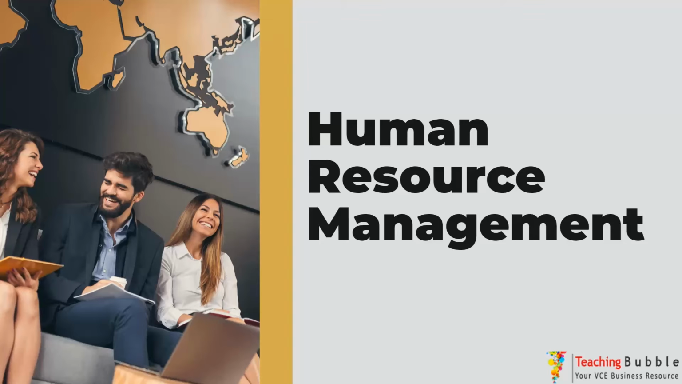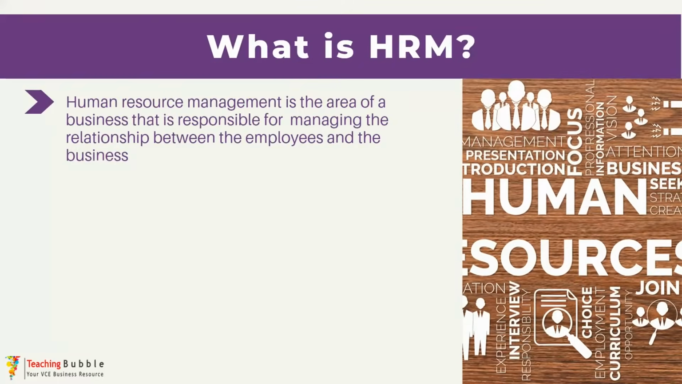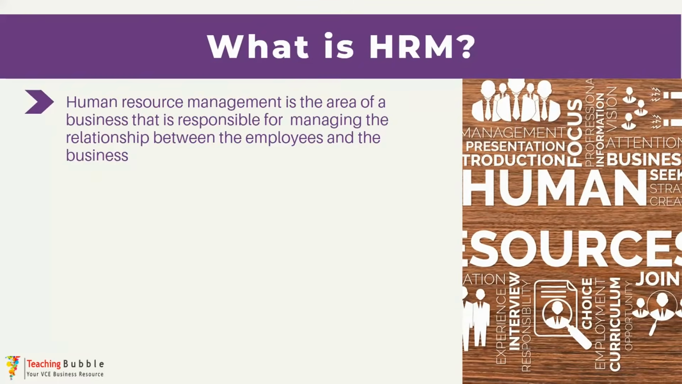Welcome to Outcome 2, where we're going to be looking at the area of human resource management and different strategies that businesses can use to try and get the best out of their employees. Now, in today's video, we're going to look at the concept of human resource management and its relationship to the achievement of business objectives. So, human resource management is the area of the business that's responsible for managing the relationship between the employees and the business.